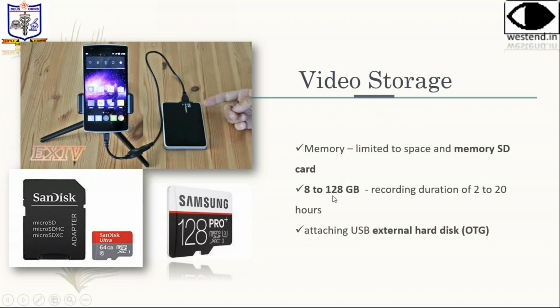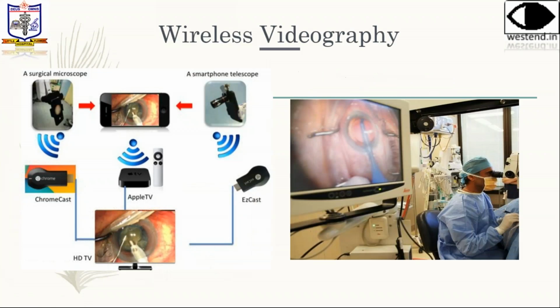If you need more space, you can add an external storage. You can even add an external hard drive in some cases, but these require more power. So most of the smartphones have the option to add an OTG, on the go USB drive. Even the iPhone, even though it does not support an external memory card, you can add an on the go USB device, which can also be connected to a computer using the other port on the other side of the device. Then there is the option of wireless videography.